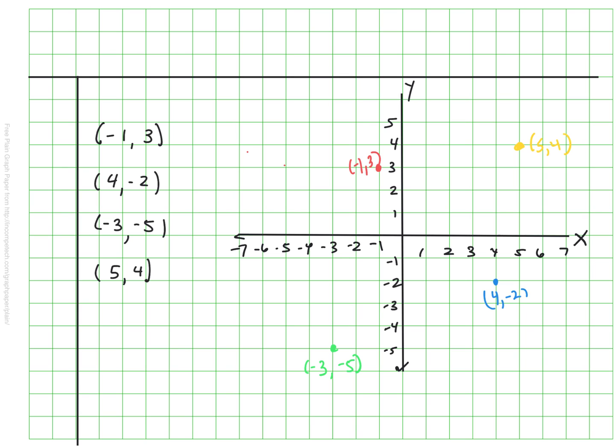So the first one, -1, 3, is over here in the second quadrant. Think about which one the next one is. 4, -2. I see that down in the fourth quadrant. -3, -5 is down in the third quadrant. And 5, 4 is in our original first quadrant.